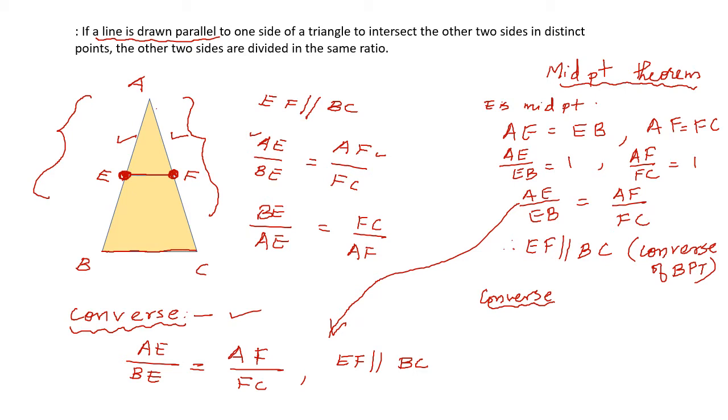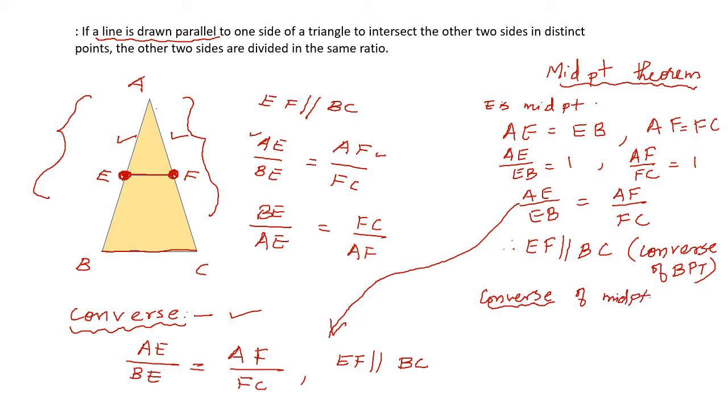Then F should be the midpoint of AC. That is the converse. How are you going to prove that? That again you can take, if E is the midpoint, AE by EB is equal. Converse of midpoint. You should remember this converse of midpoint.